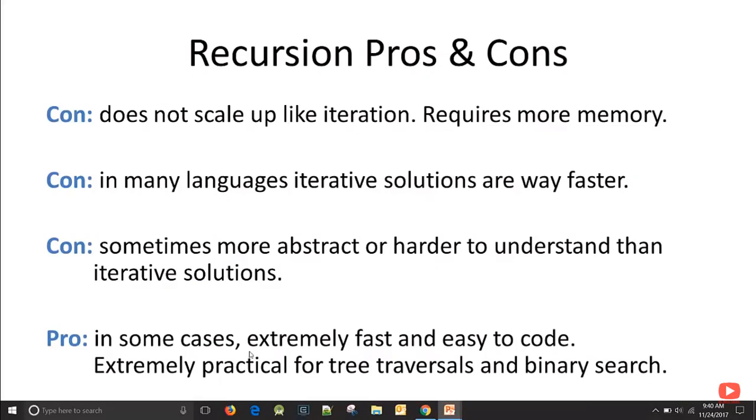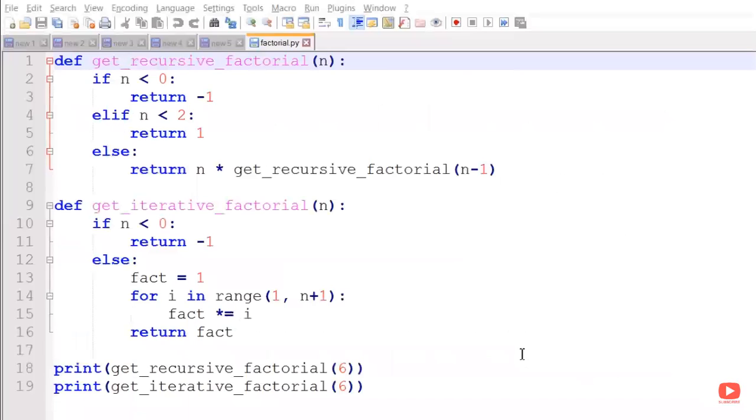But a pro is that in some cases, it's extremely fast and easy to code. And it's extremely practical for tree traversals and binary search, which is where you find the leading applications for recursion, where it just makes a lot of sense. It's just the best way to do it.